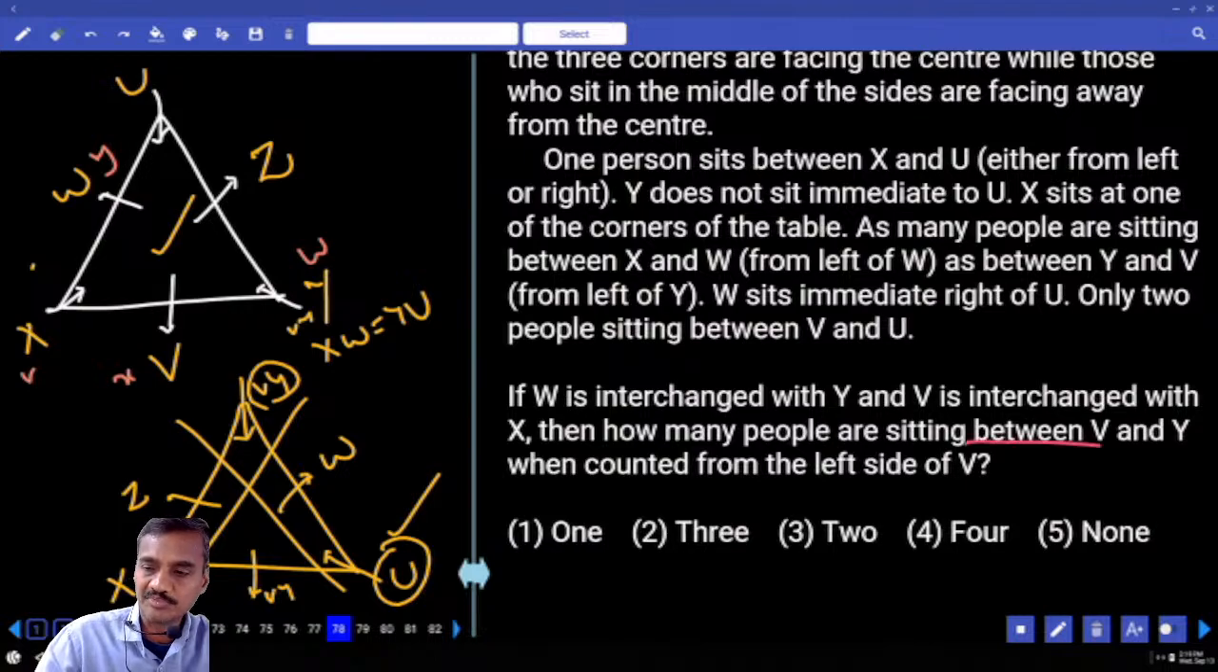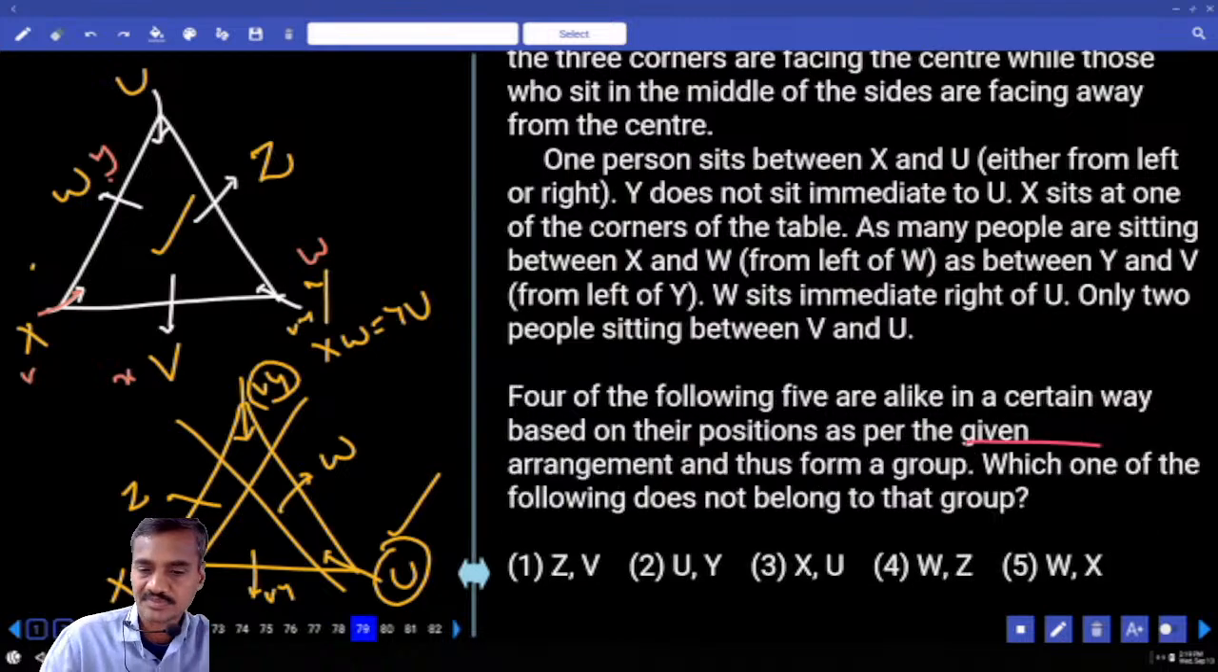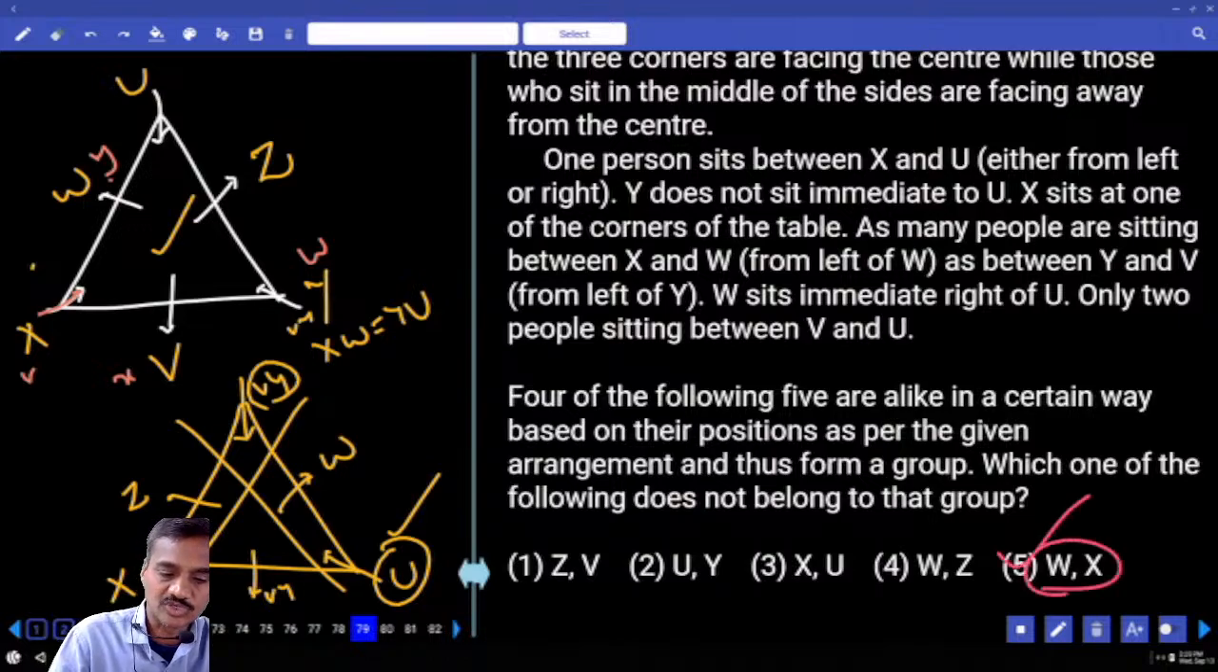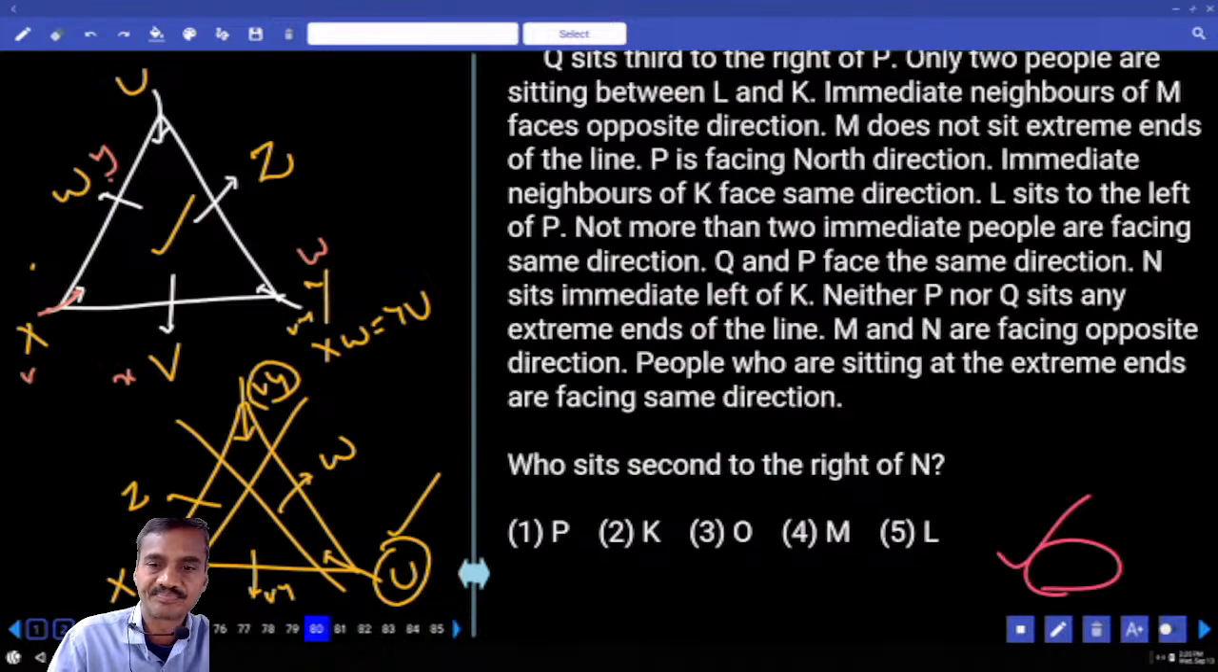Then how many people are in between V and Y when counted from the left of V? Between V and Y, V is like this and Y is here. And there is no person in between these two. Choice 5, question number 78. And 79, four out of the following, find the odd one out. Z and V, there is exactly one person. U and Y, one person. X and U, one. W and Z, one person. And W and X are adjacent to each other, except choice 5. In the remaining, the persons are not adjacent to each other. Clear now?